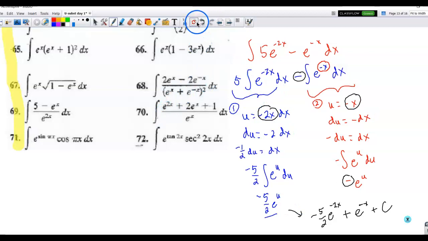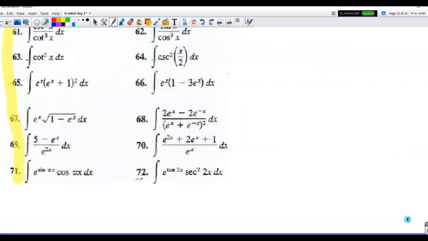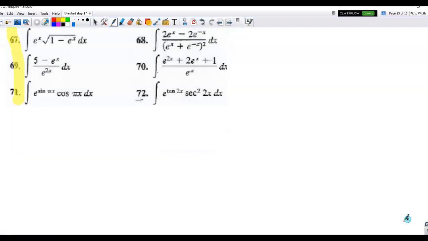And then finally, number 71, let's clear the board here one last time. So let me use my math eyes. What do I see? Let me create a little more paper here. So I see e to a power and I see cosine. Both of these have an inside function. Cosine has pi x on the inside. E has sine pi x. So I could pick either one of those. Not both of them will work.